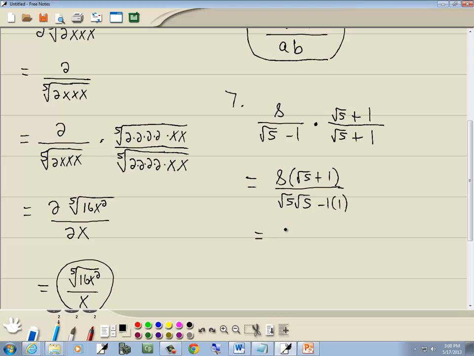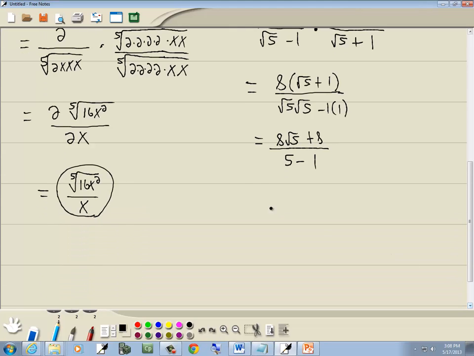Now up on top, 8 times square root of 5 is 8 square root of 5. 8 times 1 is 8. Down below, square root of 5 times square root of 5 is 5 minus 1 times 1 is 1. So we got 8 square root of 5 plus 8 over 4.